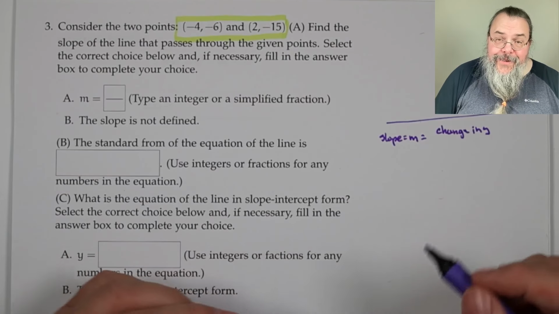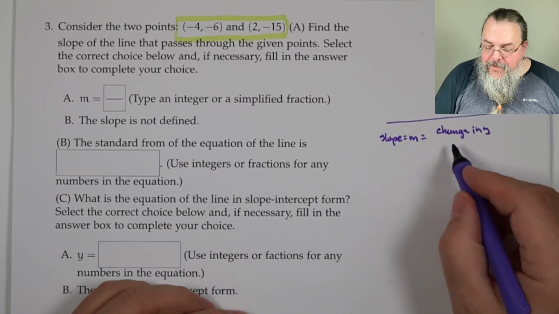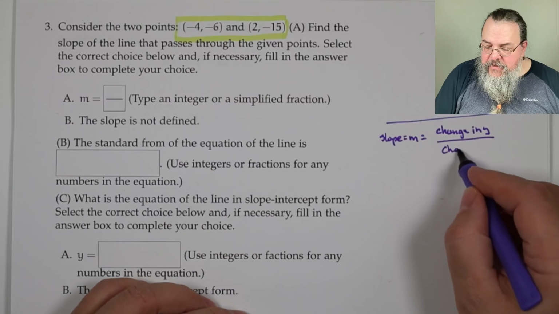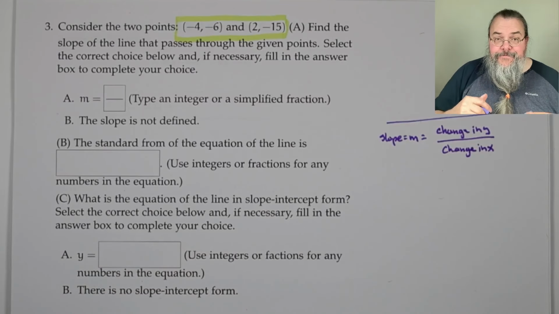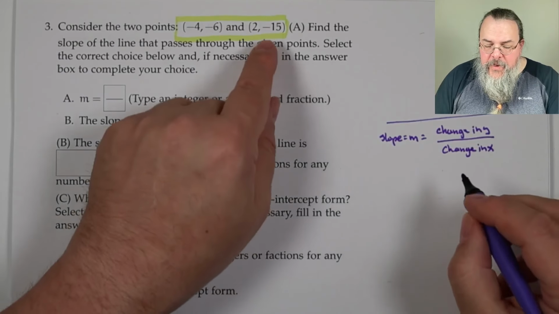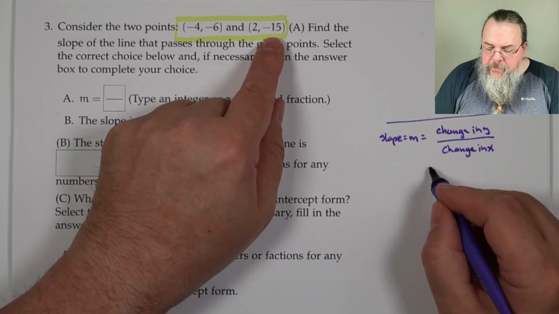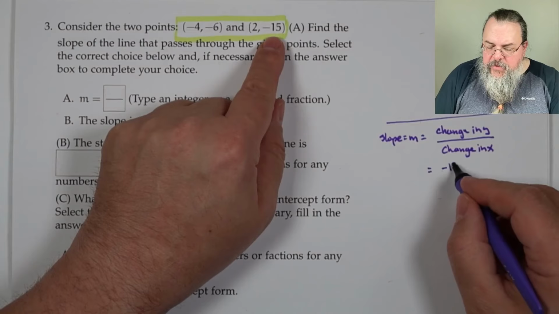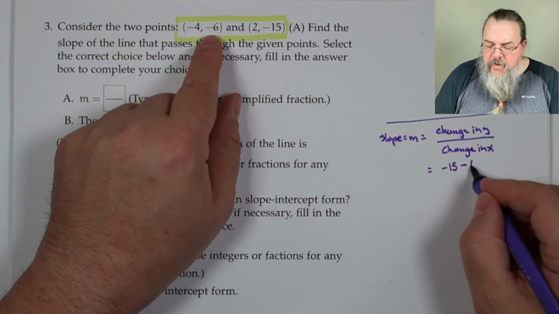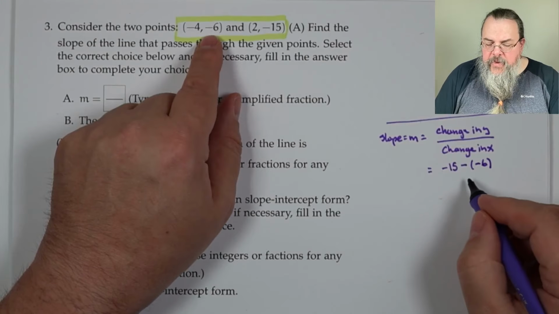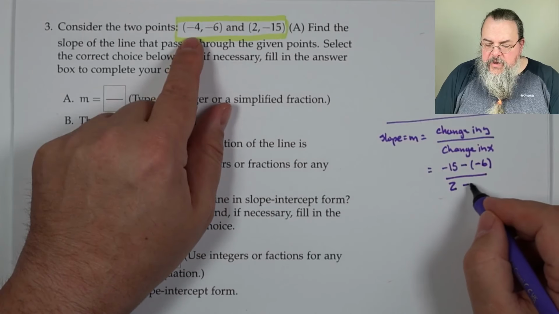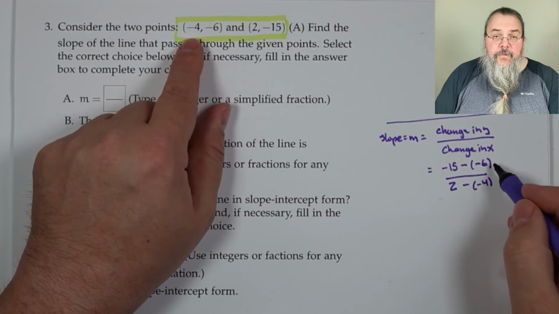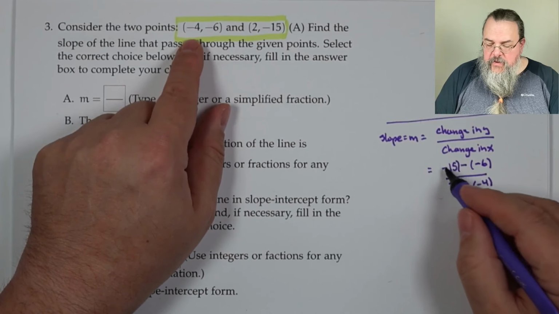We often call that the rise, over how much you change in the x. And we often call it the run, rise over run. So for us, we say, okay, let's do this. Take negative 15, which is the y, subtract negative 6, and divide by 2, which is the x, subtract negative 4. Change in y, change in x.